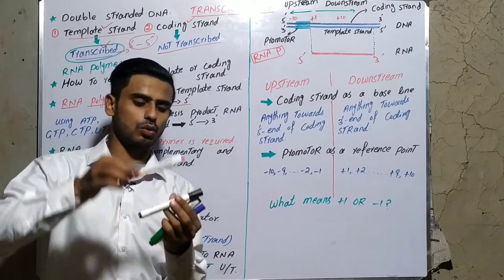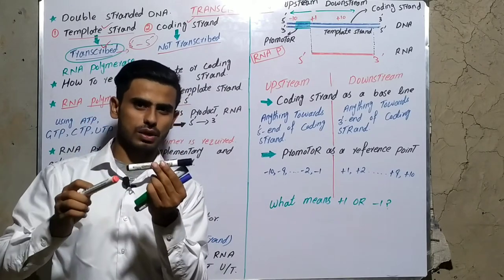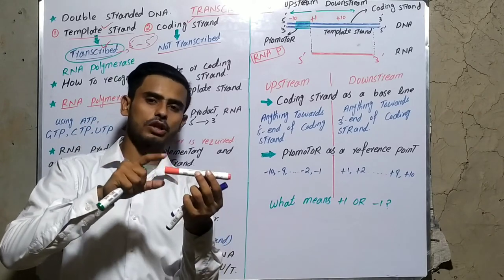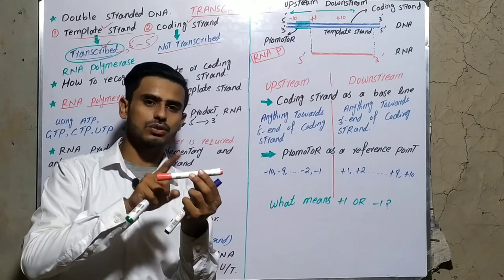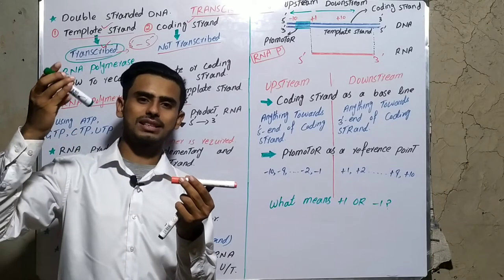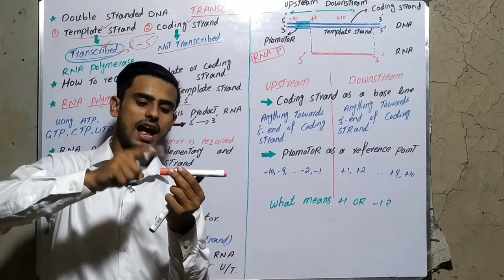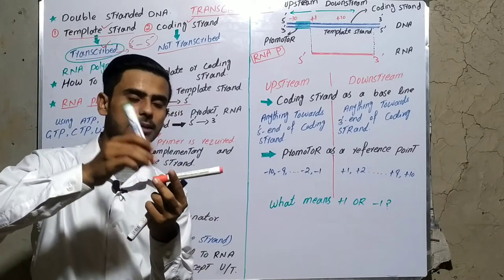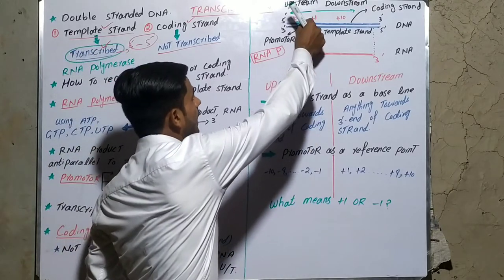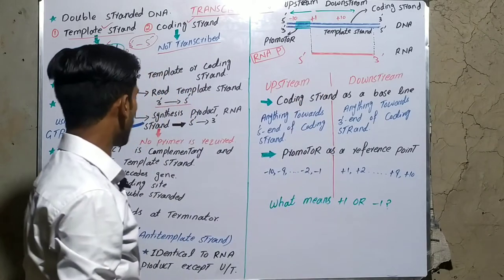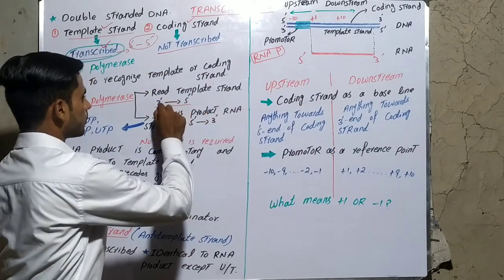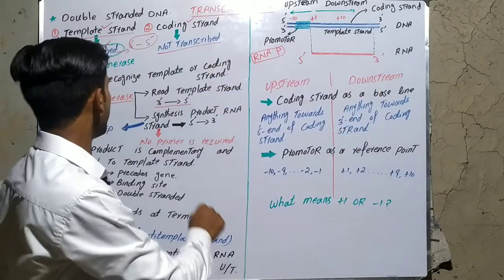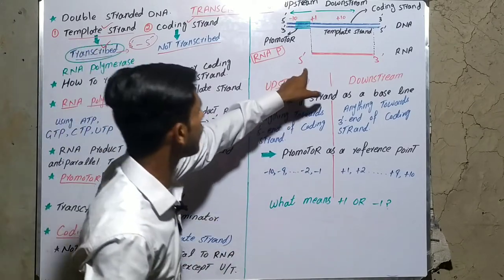Let's suppose that these are the two strands. This strand is the template strand and this strand is the coding strand. The template strand is going to be transcribed, and this is the promoter region of that template strand, and this region is going to be transcribed. So this is the promoter, and now this is the RNA polymerase. RNA polymerase will come, and this promoter will act just like an airport. So this RNA polymerase will land on the promoter and it will start reading the template strand from 3 prime to 5 prime, and it will synthesize the product RNA strand from 5 prime to 3 prime.